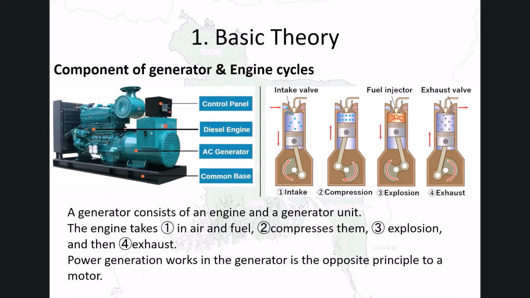Next, we will look at the generator. A generator is used as an alternative power source when the commercial power supply is unavailable due to outages or other issues. A generator consists of an engine and a power generation unit. The engine takes in fuel and air and compresses them. Combustion then occurs, producing mechanical energy that is converted into electrical power. The exhaust gas from the combustion is discharged to the outside through the exhaust system.